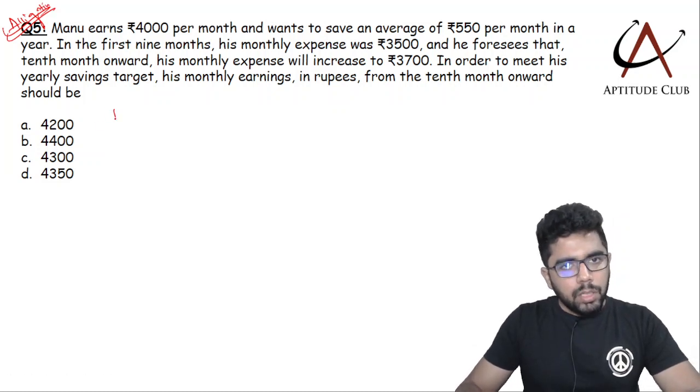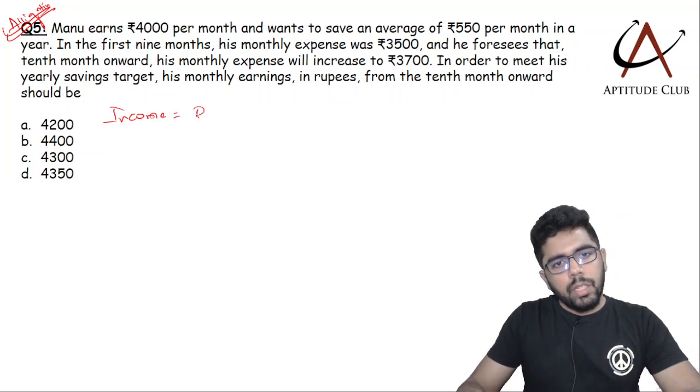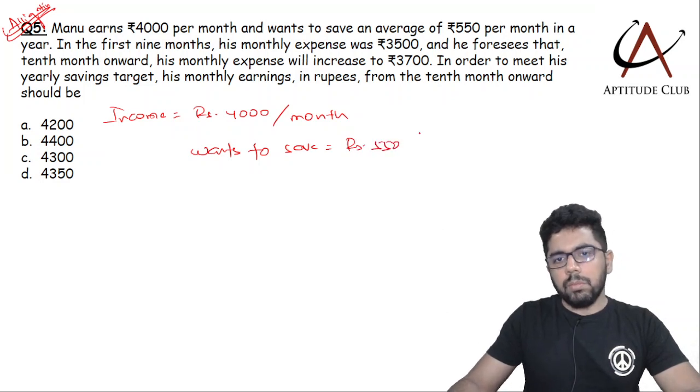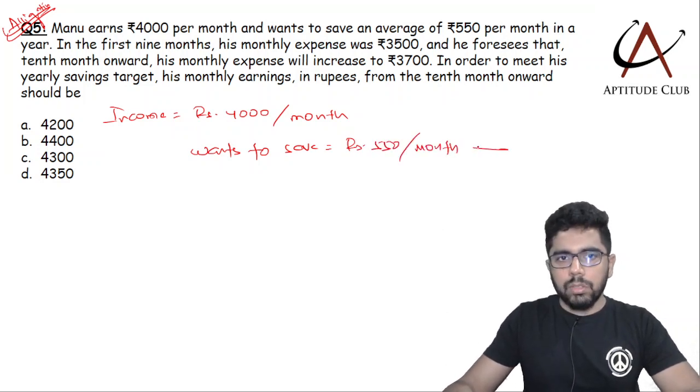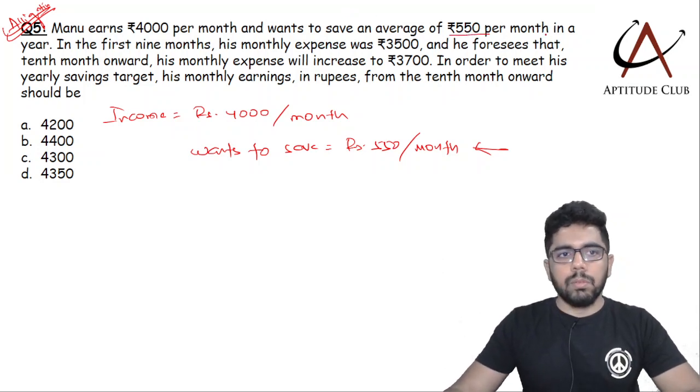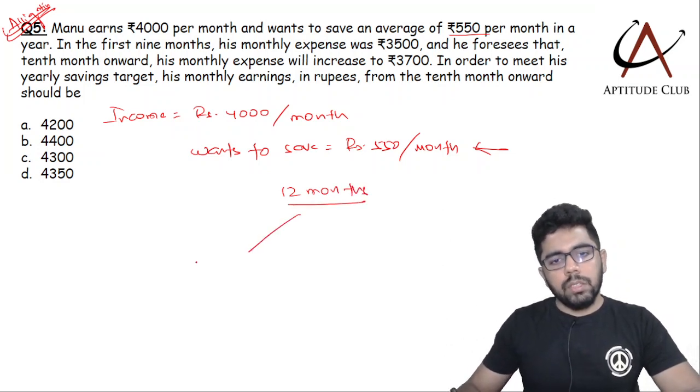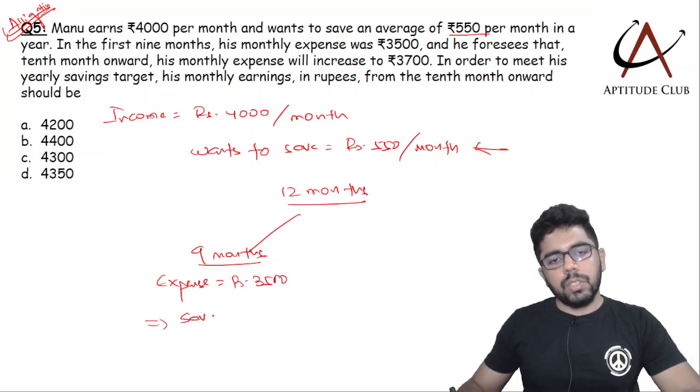Basically, this person's income is rupees 4,000 per month, and he wants to save rupees 550 per month. He wants to save, it's not that he is saving that much. Now, in a year, if I break it down, out of 12 months, in the first 9 months his expense is rupees 3500. This implies in the first 9 months, per month, on an average, he is saving 500.